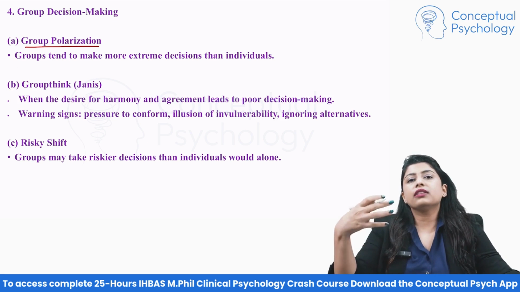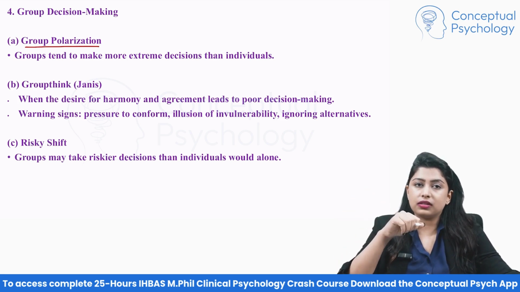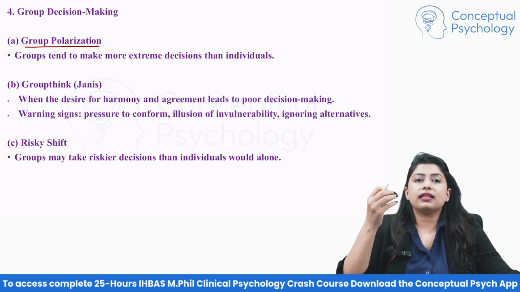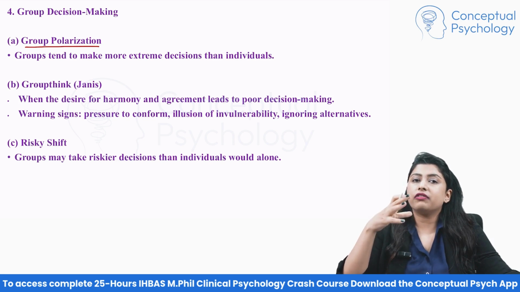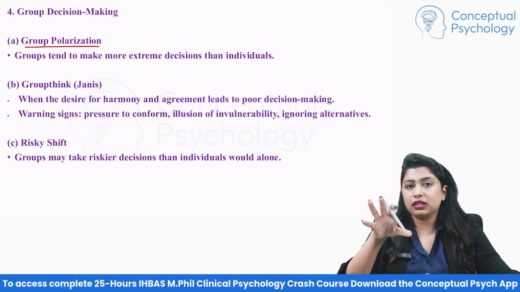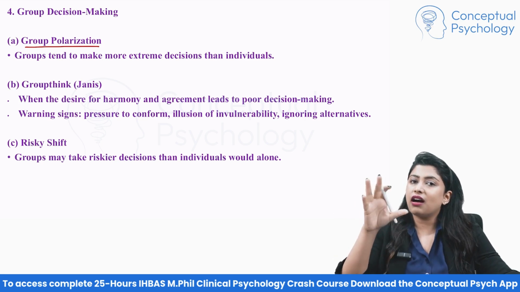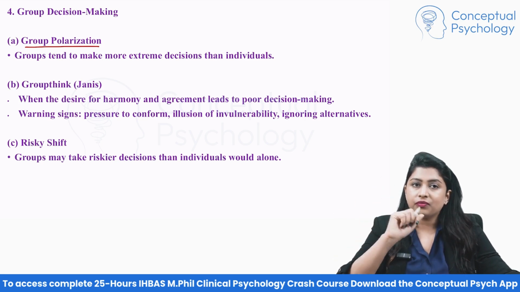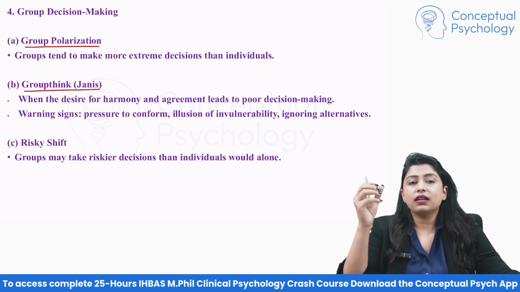Now, discussing group decision making, the first is group polarization. Groups tend to take more extreme decisions than individuals. As an example, keep in mind a jury that initially favors mild punishment may decide on a much harsher sentence after the group discussion. That is group polarization. The second is groupthink, given by Janis.